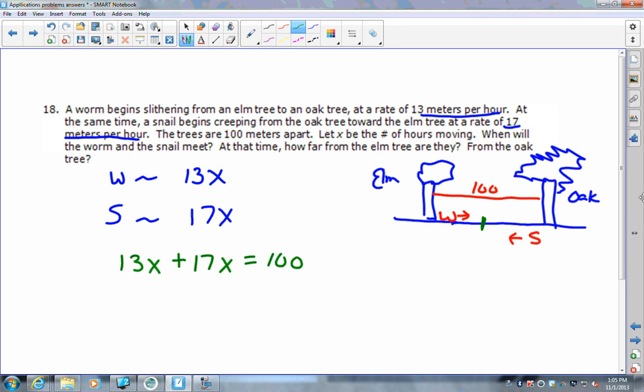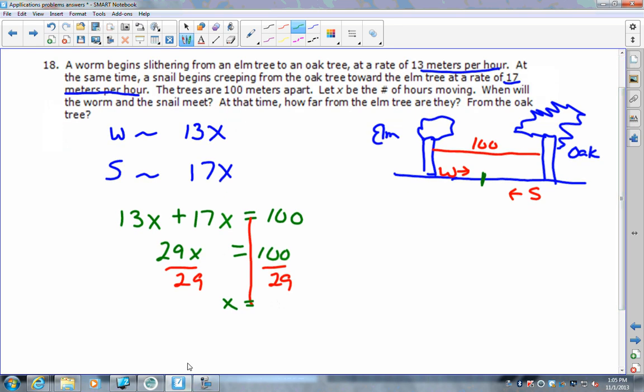Now, as I go to solve this, 13 and 17 is 29x equals 100. I'm going to divide by 29. I don't think this will come out nicely. This should be a decimal. So what's 100 divided by 29? Help me out. 3.44.